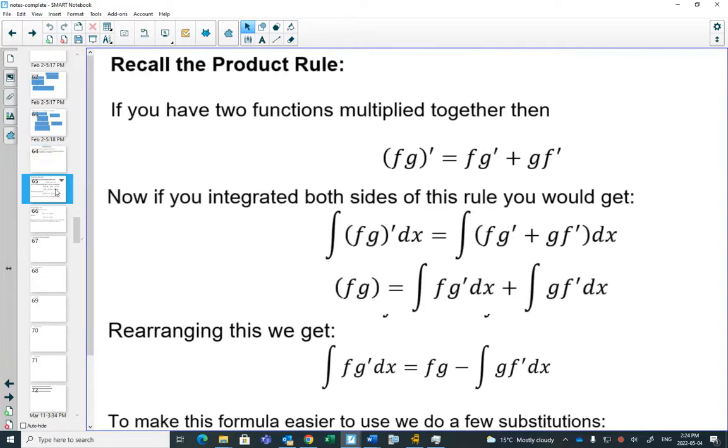If you think of your product rule, you have two functions multiplied together: keep one the same, derivative of the second, plus keep the other one the same, derivative of the first. So if you would integrate both sides of the derivative, you would get, well, here you would just get fg, because integrating a direct derivative would just be f times g. And then you would have these parts, which you could integrate separately because they're added.